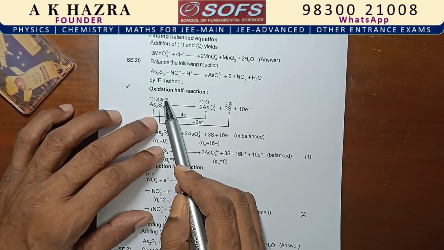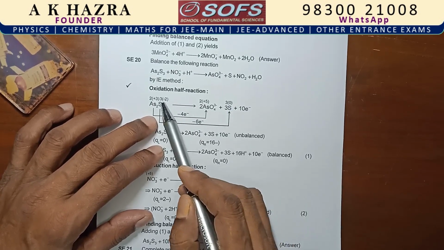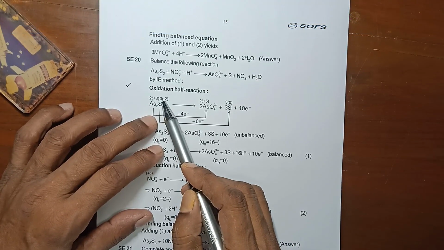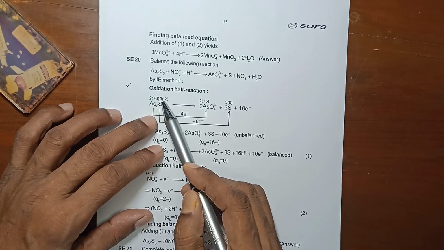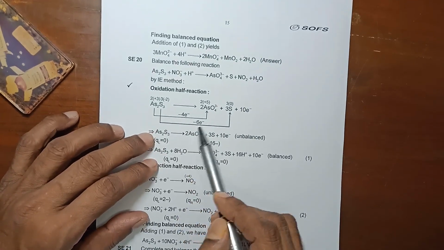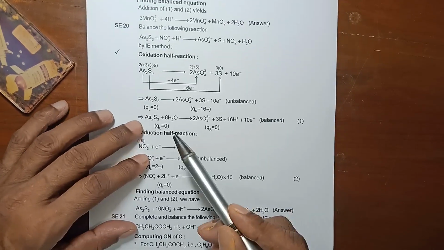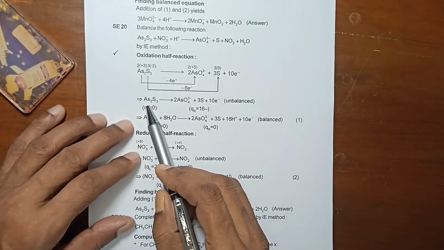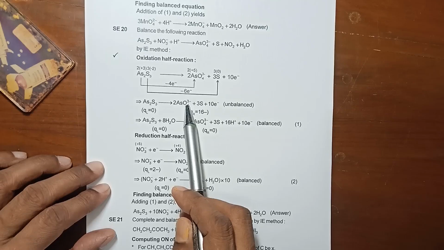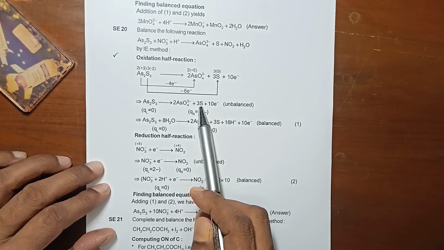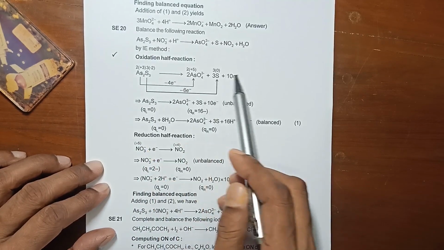Sulfur, minus 6 to 0. So 6 units of oxidation. Because 0 minus of minus 6 is plus 6. So plus means increase, and an increase in oxidation number means oxidation. So 6 units of oxidation, so minus 6e. Total minus 10e. Minus 10e means it will appear here as plus 10e. So ultimately we will have As2S3 to 2AsO4 3 minus, 3S plus 10e, avoiding oxidation numbers because their job is already done.